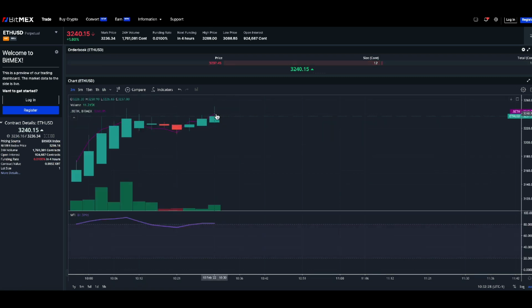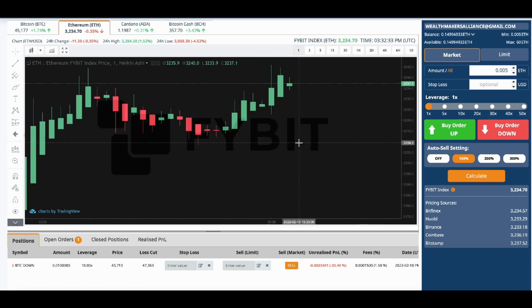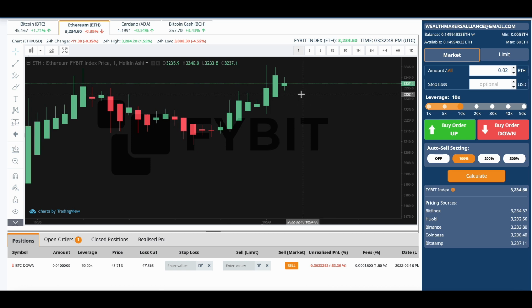Okay, Ethereum, can you see that? It is already showing weakness. Let's just get back to our Ethereum. Okay, and I'm going to place a trade here. I'm going to go for my Ethereum 0.02. Alright, and I'm going to go for 10x. And I'm going to buy down. I'm waiting for the next red candle to appear, and then I'm going to place another trade over here.